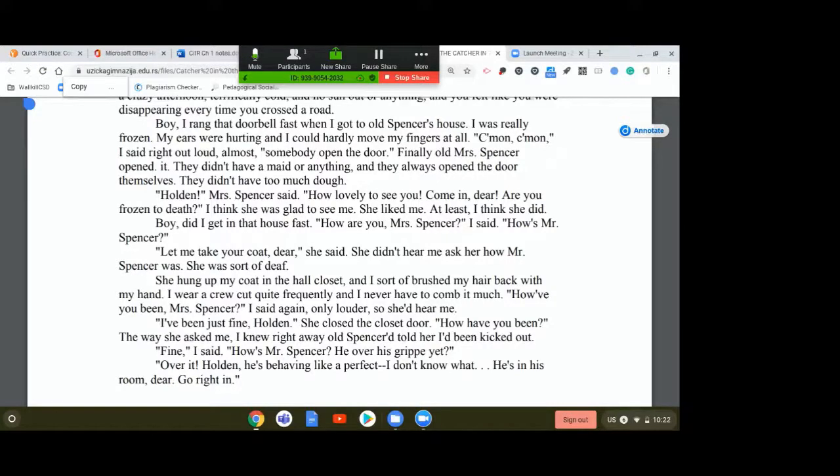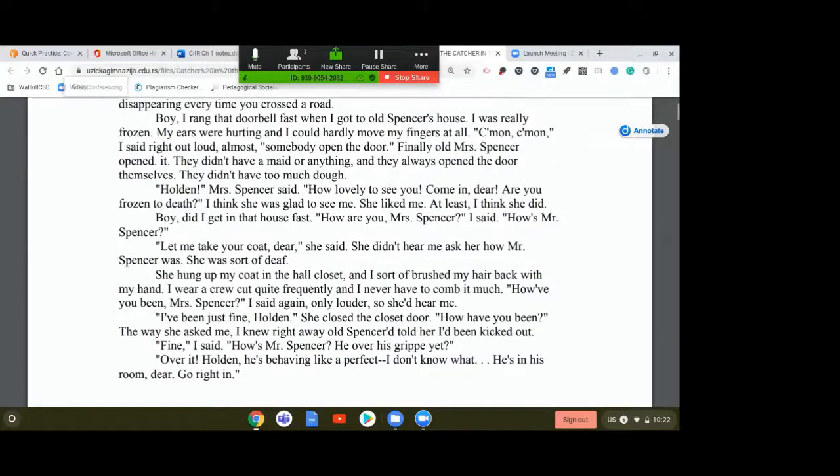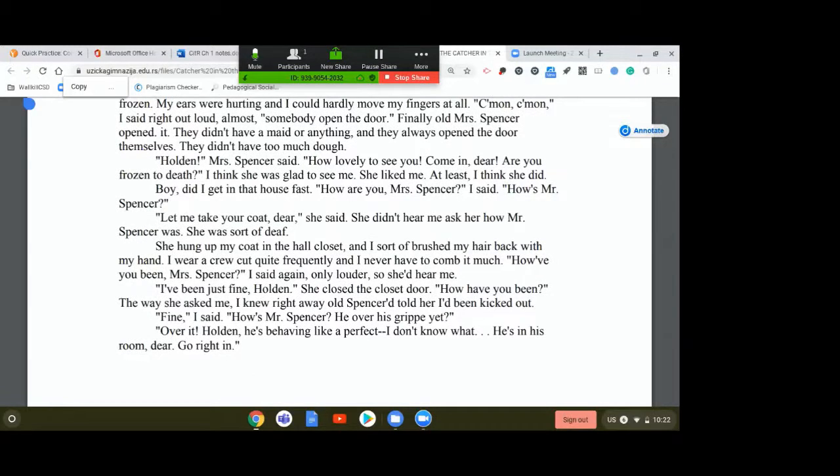Somebody open the door. Finally, old Mrs. Spencer opened it. They didn't have a maid or anything, and they always opened the door themselves. They didn't have too much dough. Holden, Mrs. Spencer said, how lovely to see you. Come in, dear. Are you frozen to death? I think she was glad to see me. She liked me. At least, I think she did. Boy, did I get in that house fast. How are you, Mrs. Spencer? I said. How's Mr. Spencer?